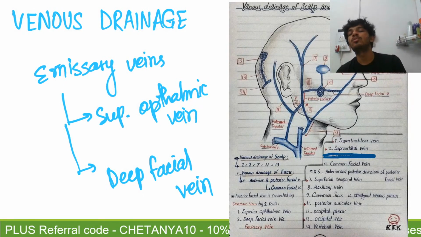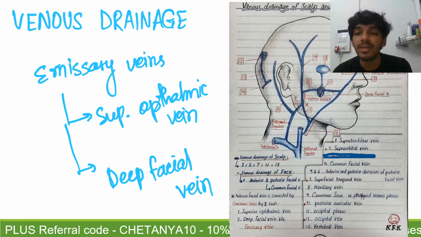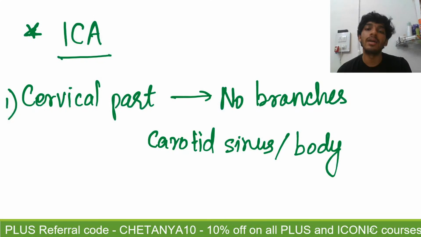Venous drainage: I told you about two important communications of the facial vein. One is the superior ophthalmic vein. The second is the deep facial vein, which communicates via the pterygoid venous plexus. The retromandibular vein, this W-shaped arrangement, is very important. I have explained it.